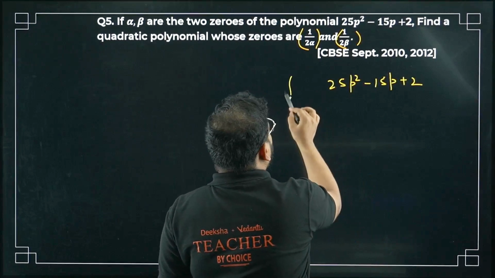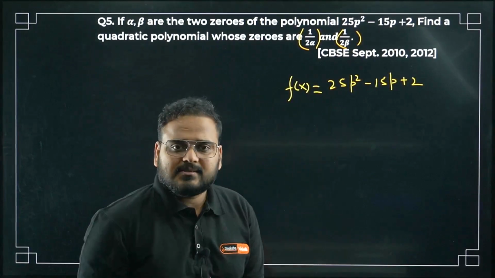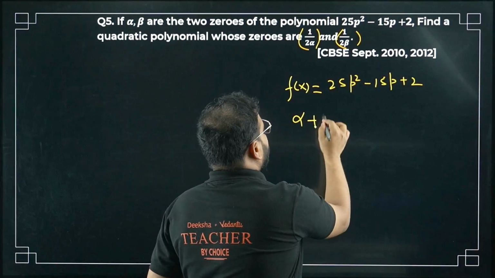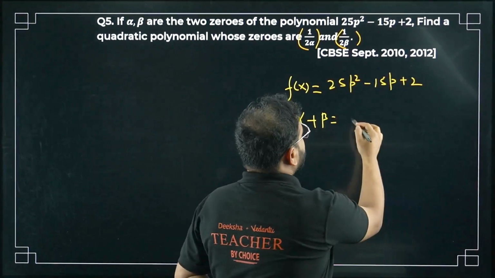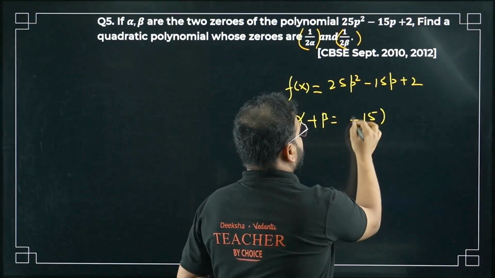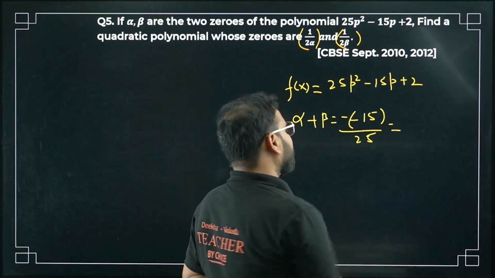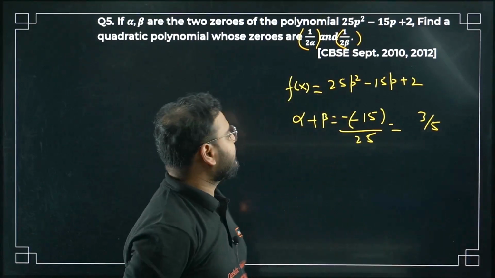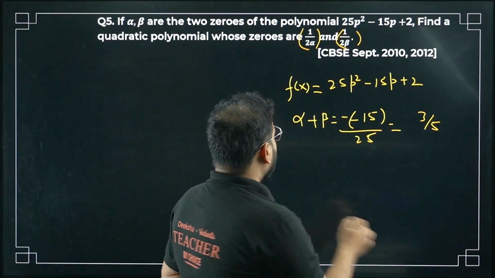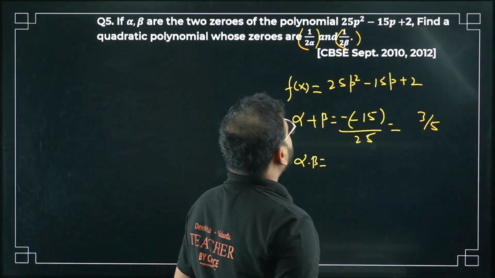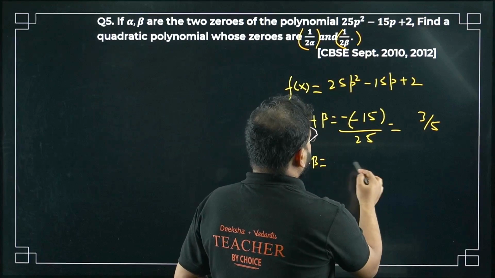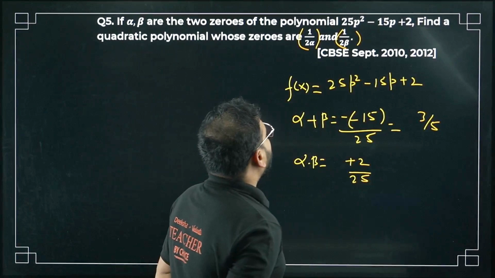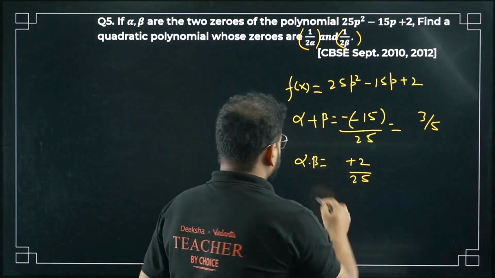Let's call the polynomial f of x. I can write that like this, that's the standard form of writing the polynomial. They have given the zeros as alpha and beta. So the sum will be given by minus of minus 15, divided by 25. How much is that? 5 3s are 15, 5 5s are 25. So 3 by 5 is the sum. About the product, we'll have just simply plus 2 by 25. Now what are we looking for? We're looking for the polynomial with these zeros.